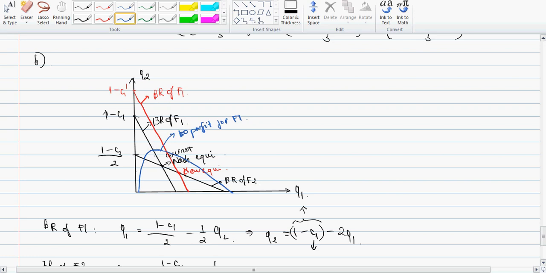Okay, so for every point on that isoprofit, the firm will be getting the same level of profit. And the lower the curve, the higher the profit is going to be for firm 1. Okay, so moving toward the horizontal axis, the profit is going to be higher for firm 1. So the lower the isoprofit curve, the higher the profit.